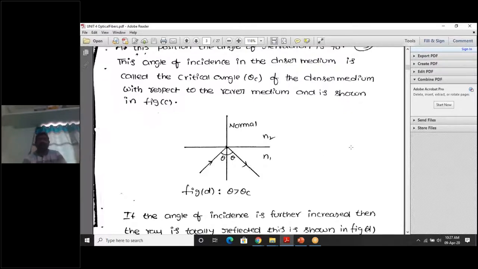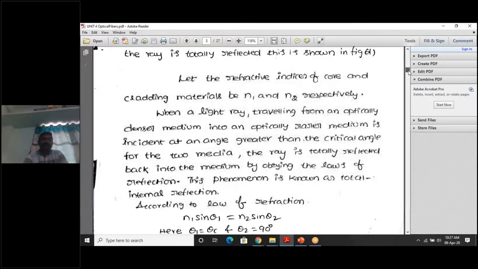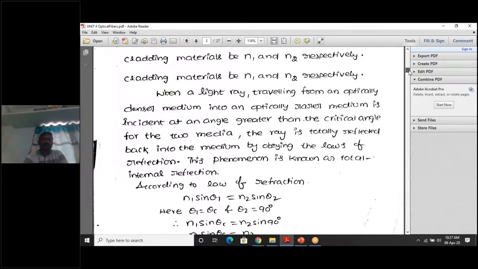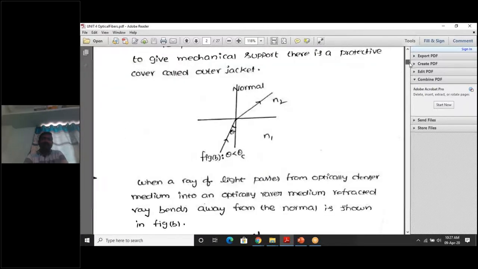This is the basic principle of optical fiber. Okay, so here, now I am taking the limiting case.